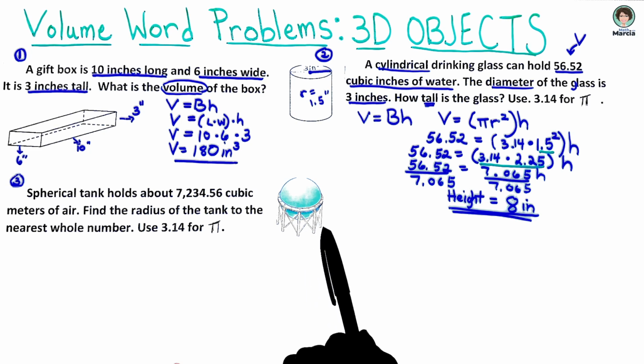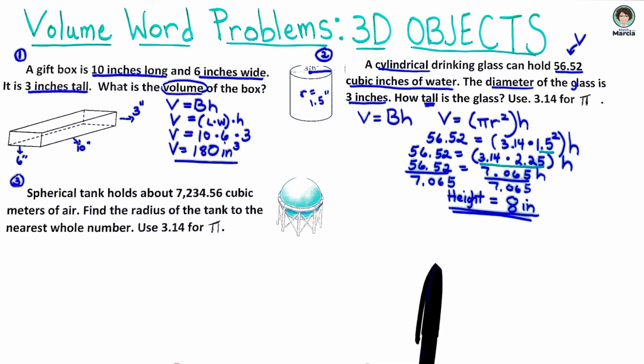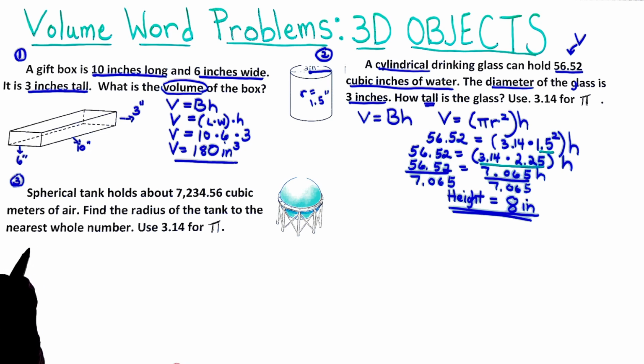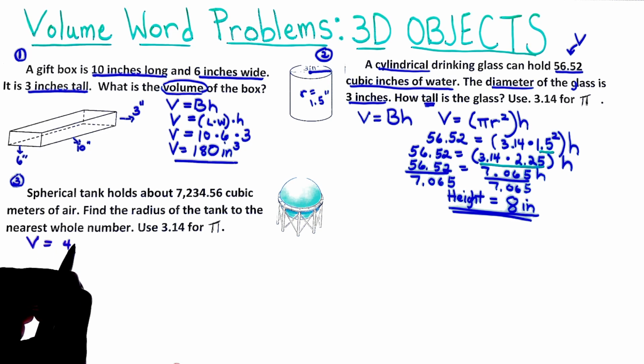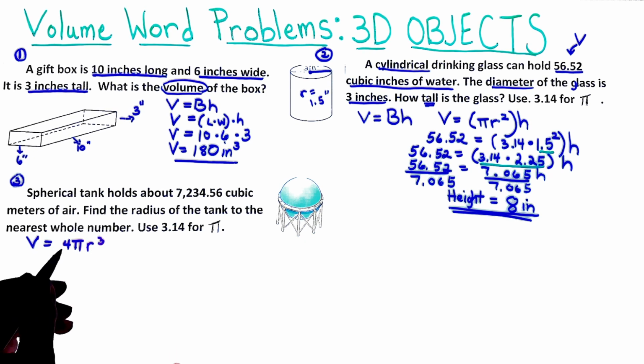And so we are talking about a sphere, kind of like a basketball. The formula is totally different. So we are going to use the formula that volume is equal to 4 pi r cubed, and that is all over 3.